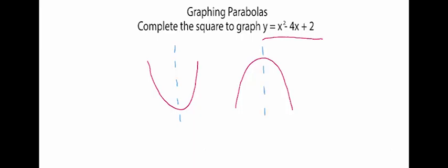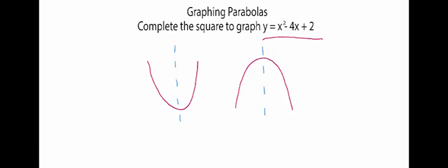Parabolas can be either facing up or facing downward. And every parabola has what they call an axis of symmetry. That's the blue line. So everything is symmetric around this blue line. And at this point, you can ask yourself, is this graph an upward or downward graph? It's going to be one or the other.